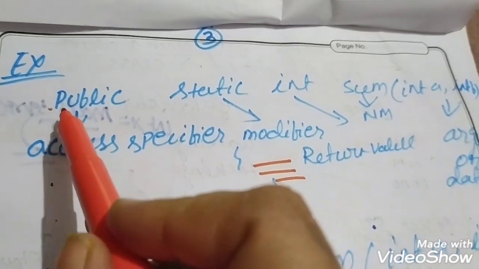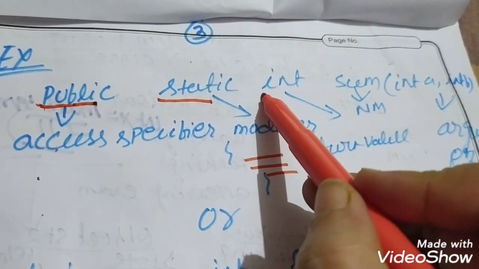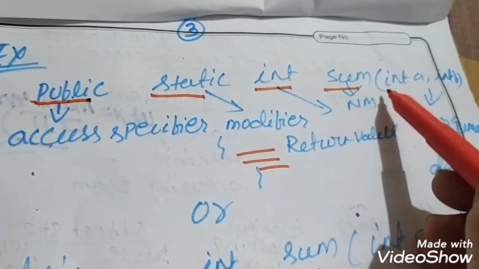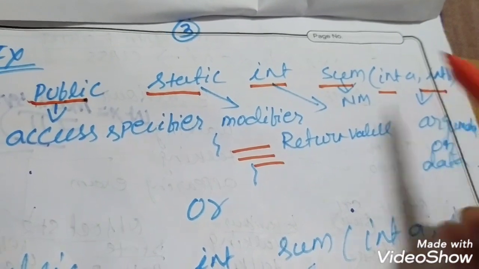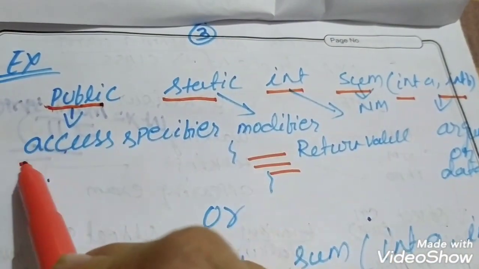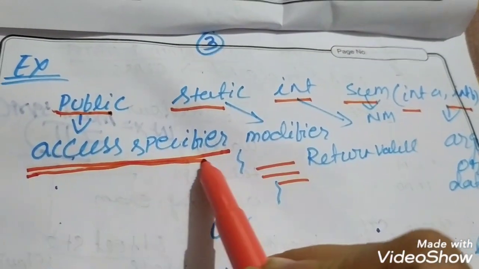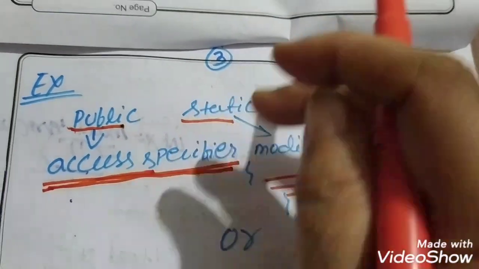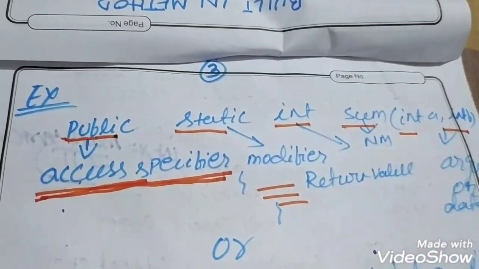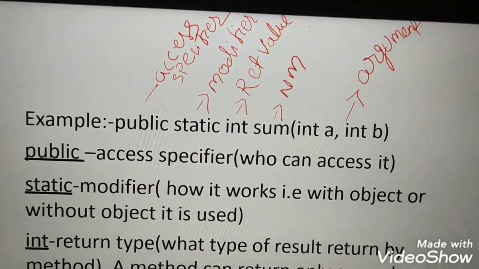Here again I am explaining. Just look at here. This is public static int sum(int a, int b). Now this public is known as access specifier. Now what is the meaning of the access specifier? Access specifier means who can access it. Just look at here. Who can access it? You just see who can access it.